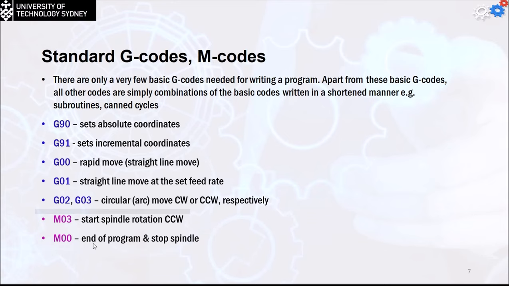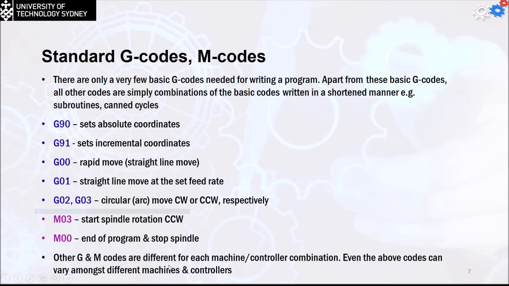The M00 is going to be the end of the program and stop the spindle, and then we have to repeat the program once again. Other G and M codes are different for each machine control combination, and even the above codes can vary among different machines and controllers.